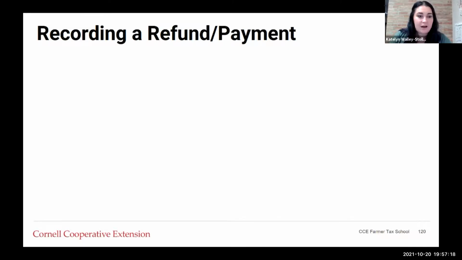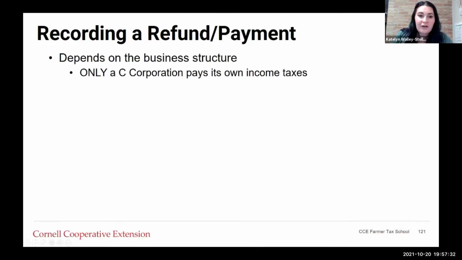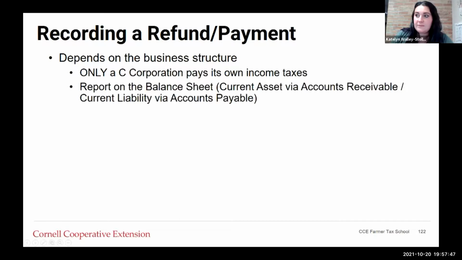I'm just going to caveat this whole slide with, at the end of the day, talk to your accountant, because it's going to depend. For example, we were just talking about LLCs and how they can be structured differently. So this all depends on your business structure. In general, claiming an income tax payment or an income tax refund depends on the business structure. Only a farm business that's filing as a C Corp will pay its own income taxes.